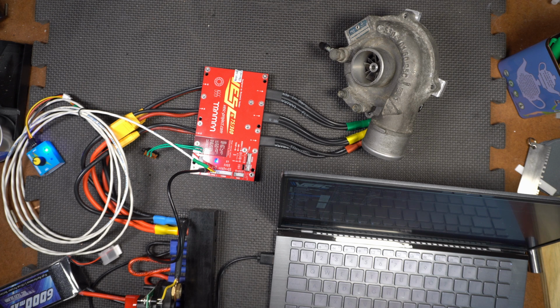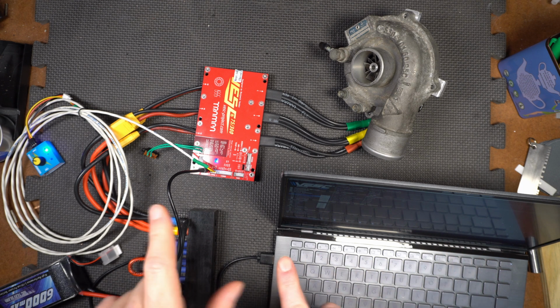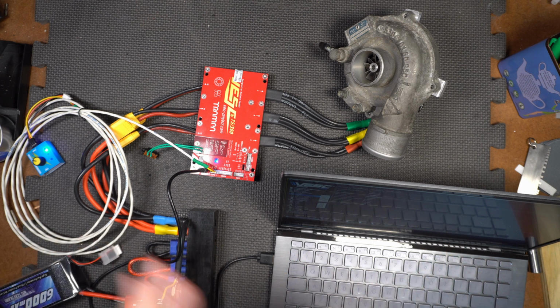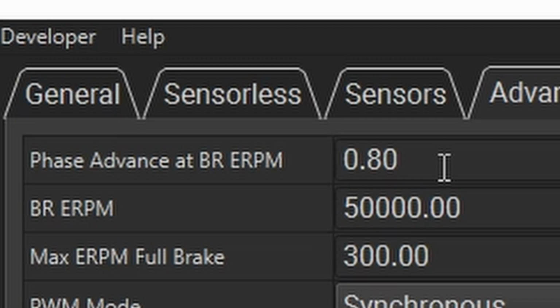Here's the weird thing, right? If 1 is 0 and 0 is 30, well, besides not making sense and being confusing, does it really work that way? The default setting when you switch over to block commutation is 0.8, which should be a little bit of timing. I don't know how much. The data log doesn't tell you. VESC doesn't tell you. Kind of dumb, but, hey, whatever.